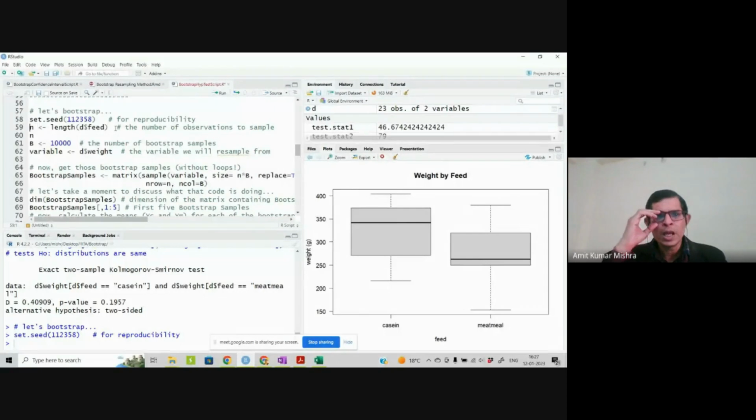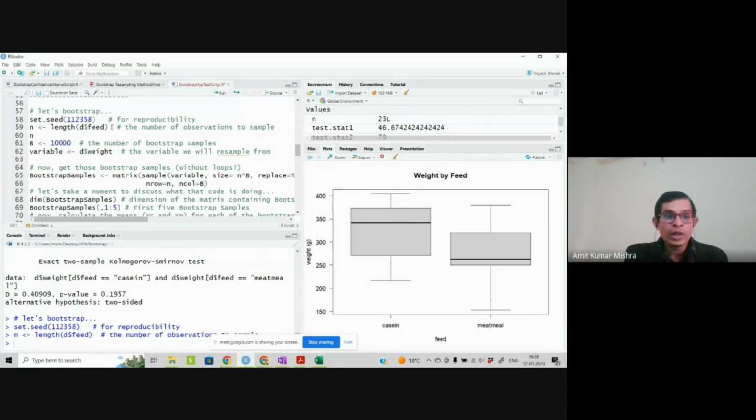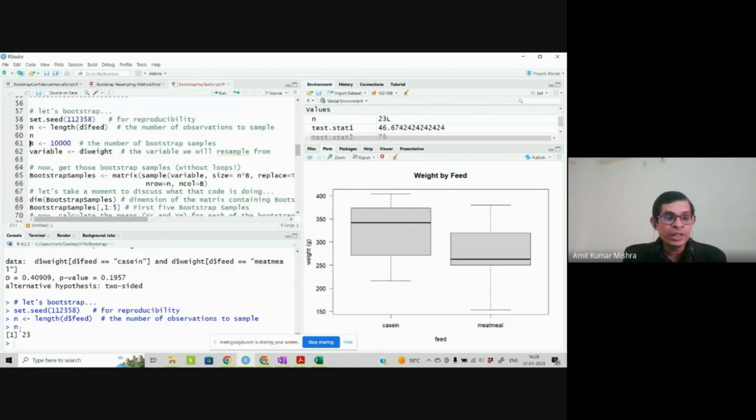That means how many data points you want to generate. So remember that we want to generate data from weight, and weight contains this feed. So I am going to write down the feed. How many feeds are there? So there were 23, if you remember. So if I run it, you can see the output, this is 23.